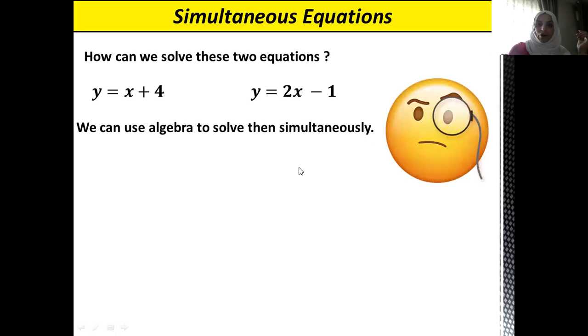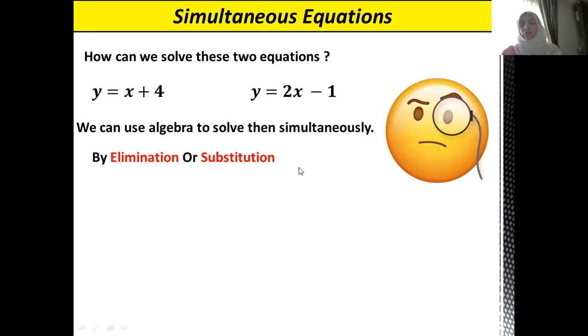Let's remember. Okay, we have either elimination or substitution. What do you mean, teacher, elimination? Elimination means we just either add them or subtract them. Okay, so we will get rid or we will eliminate one of the variables.